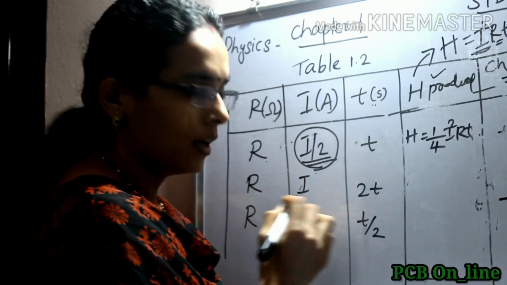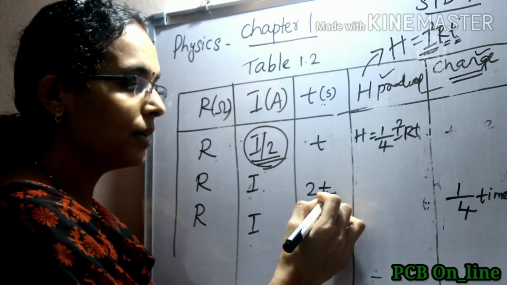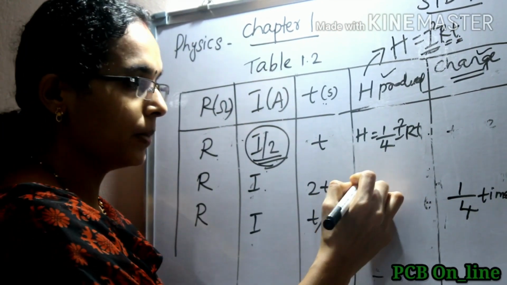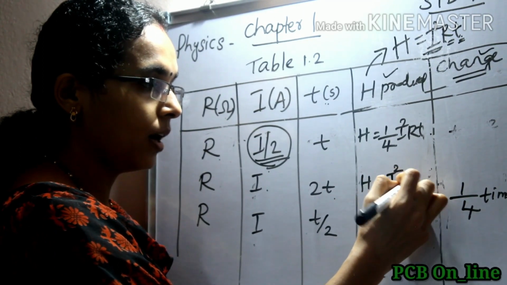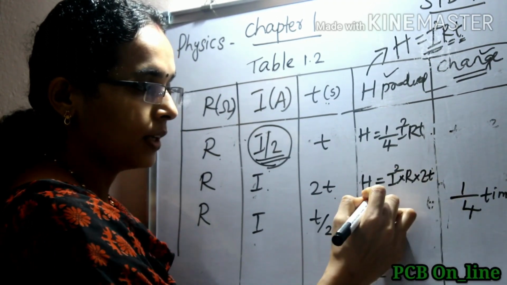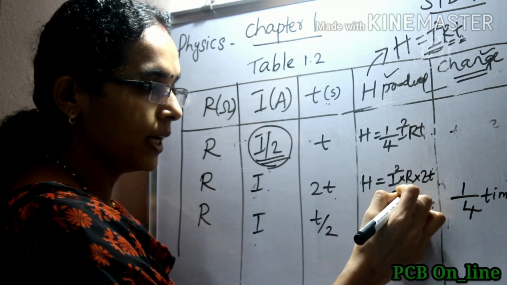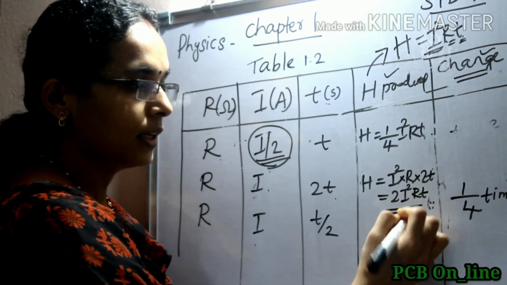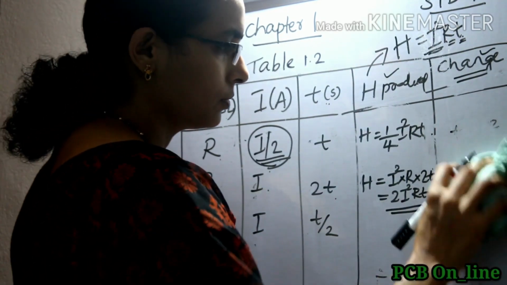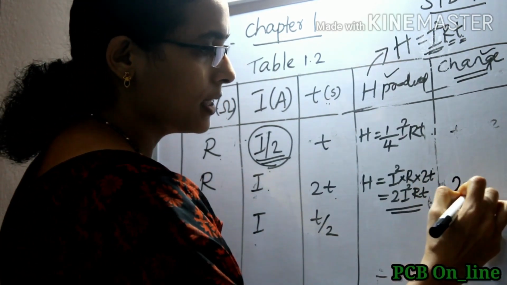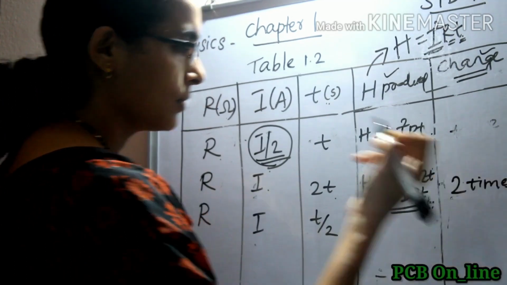Resistance is R, current is I, but the time is increased to 2T. What happens to the heat energy? H is equal to I square into R into 2T. That is equal to 2I square RT. Heat energy increases twice. Increases 2 times.